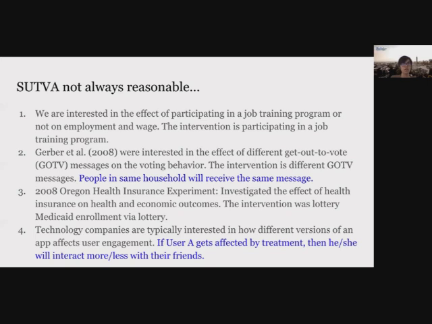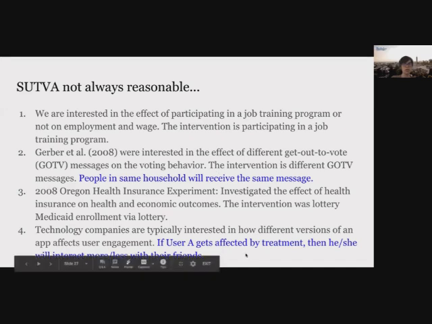And here, if we have people in the same household as individual units, then whatever treatment somebody in a household receives, the other people in the household are also going to receive the same message, right? And in fact, the behavior of a person in the household is definitely going to affect the behavior of other people in the same household. So in that case, SUTVA is going to break down if you consider multiple people in the same household.